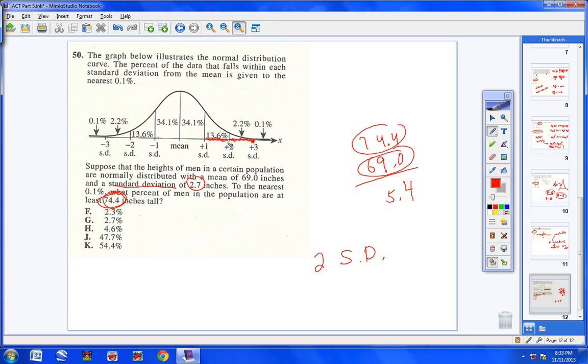Now we're just estimating. We don't have a table to look at to help us. But obviously the percentages here are going to change, and the closest one here, students, is going to be right at about 2.3. Right at about 2.3. Okay? All right, interesting statistical problem there, but just pretty much reading and understanding what a normal distribution curve is.